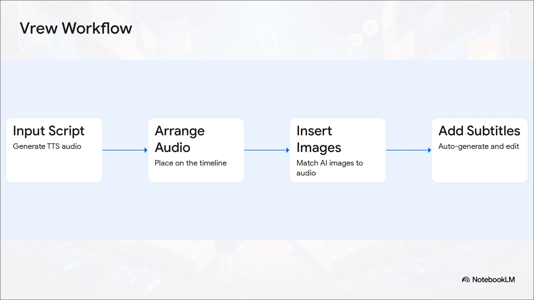Step 1, you just input your dialogue script to generate your native-sounding TTS audio. Step 2, arrange that audio on your timeline. Step 3, drag and drop those perfectly prompted AI images you made earlier right over the matching audio. And step 4, click to auto-generate subtitles, making sure they're large and clear for your students. Just like that, a static image and a text script become a highly dynamic learning asset.